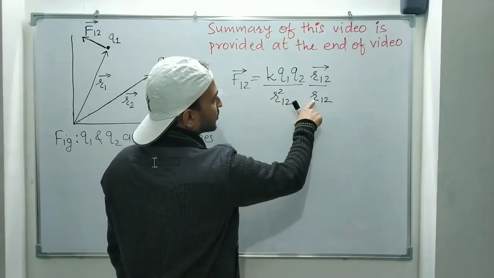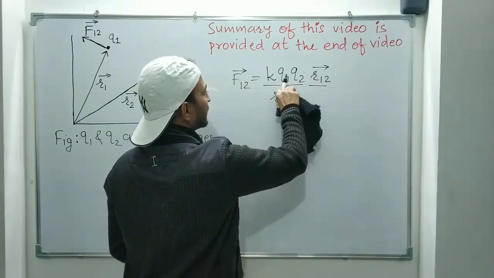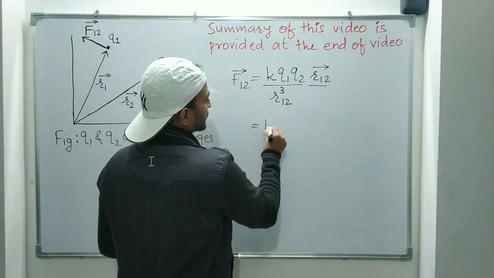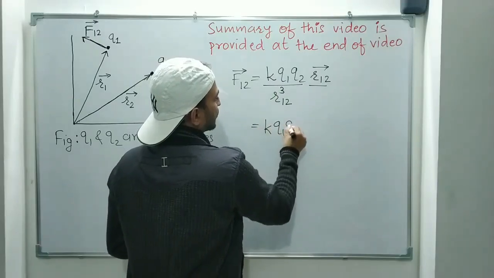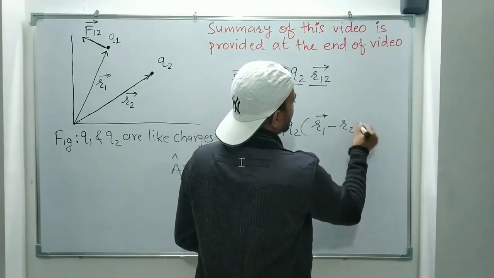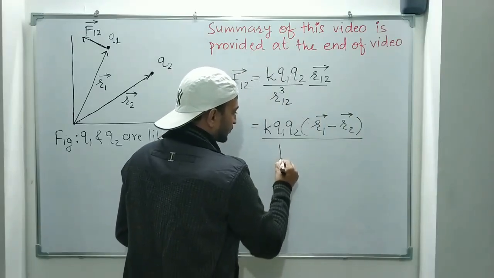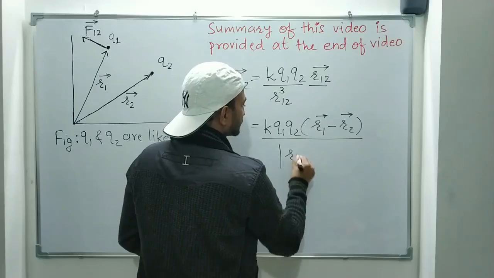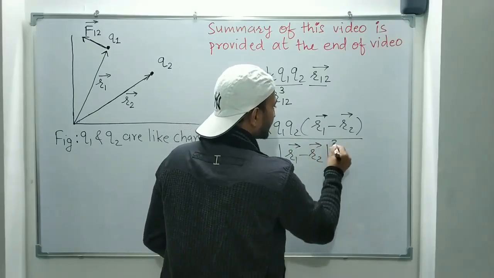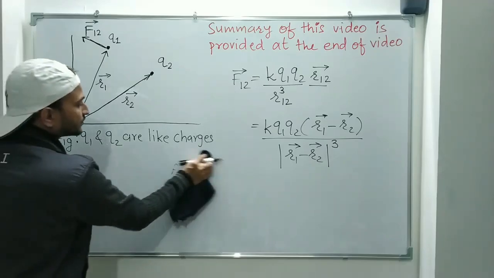R12 square into R12 becomes R12 cube. So this is Q1 Q2 vector R1 minus vector R2 upon mod R1 minus R2 mod cube. So this is Coulomb's law in vector form.